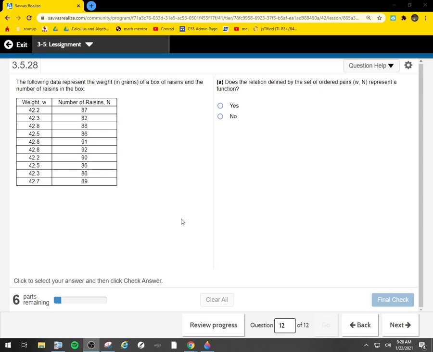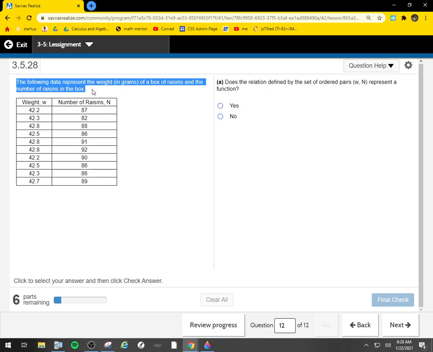All right, final question, 6-part question, lots of stuff here. Some review, some stuff we're going to skip over. Here we go. The following data represent, I hate that, that is plural, so this is grammatically correct. For me, I'd say this is data and it represents. Anyway, the following data represent the weight in grams of a box of raisins and the number of raisins in the box. Let's think about that really quick.